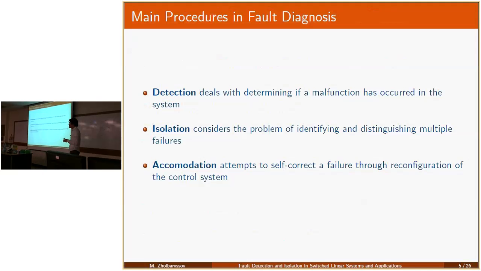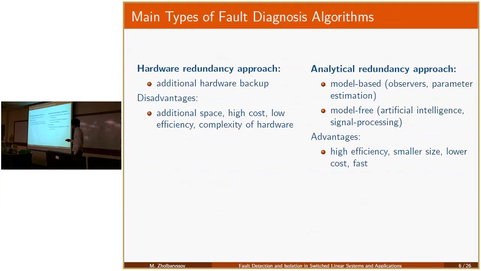The main steps in fault diagnosis can be broken up into 3 steps. The first one is detection, which deals with determining if a malfunction has occurred in the system. Isolation considers the problem of identifying a failure, and accommodation attempts to correct a bad effect of failure. Any fault diagnostic system may include some or all of the above tasks. And in our work, we're interested in the first 2 tasks.